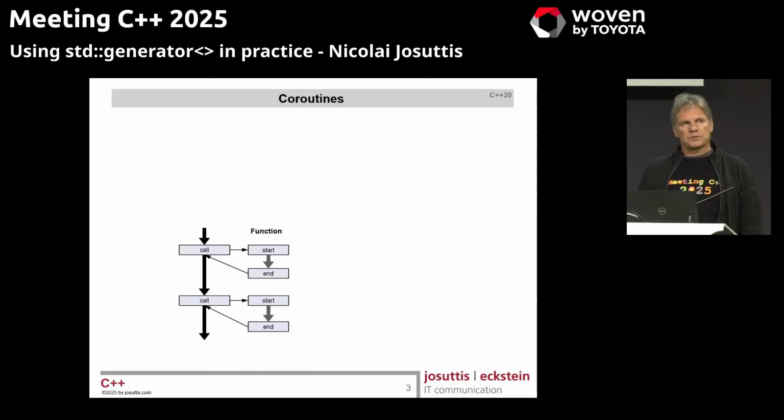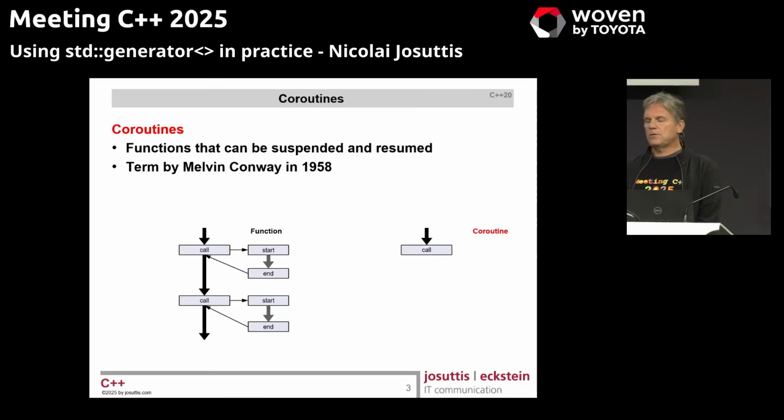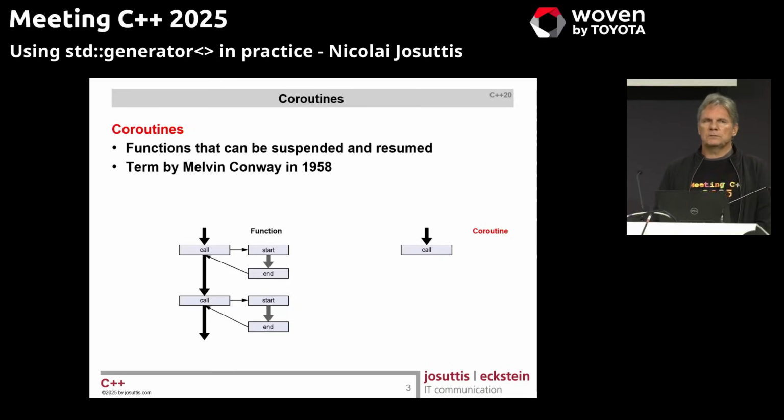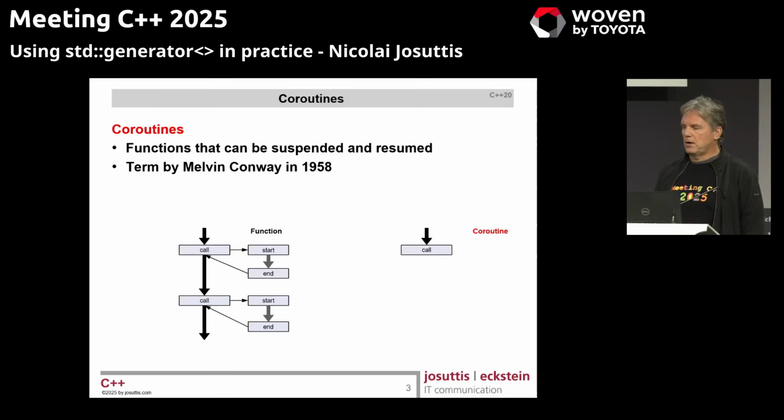So there's a different approach, and that approach was coined 70 years ago, when coroutines were invented, well, at least the term was invented, and the term came from Mel Conway. That's the same guy who invented the term Conway's law, or where Conway's law came from. And that, a coroutine, is a function where you can, in the middle of the function, without ending it, suspend the function and resume it later on.